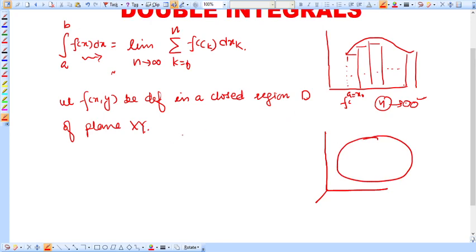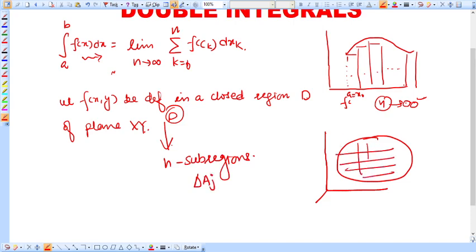So this is your region D. Divide this region D into n sub-regions having area delta A_j. So we have divided this region into n sub-regions, and delta A_j is the area of these sub-regions.